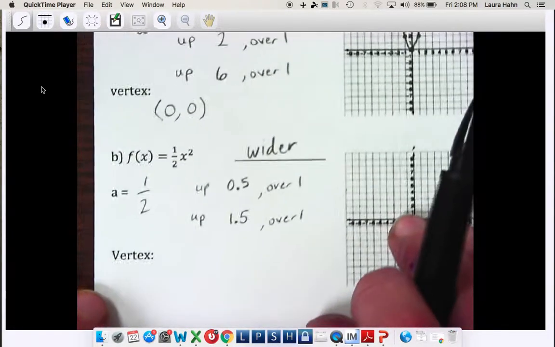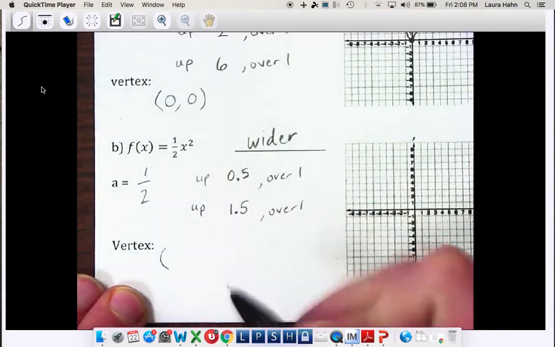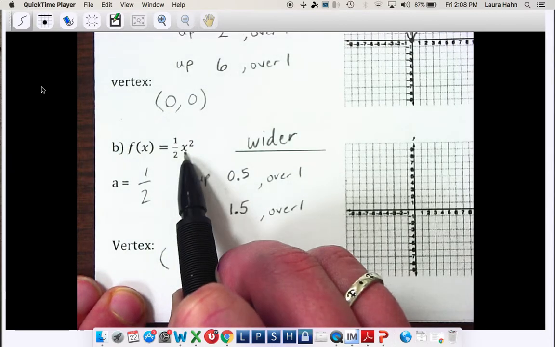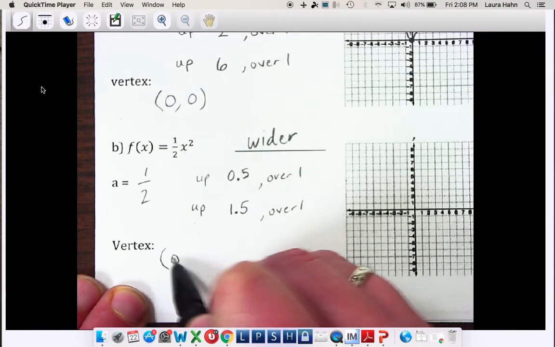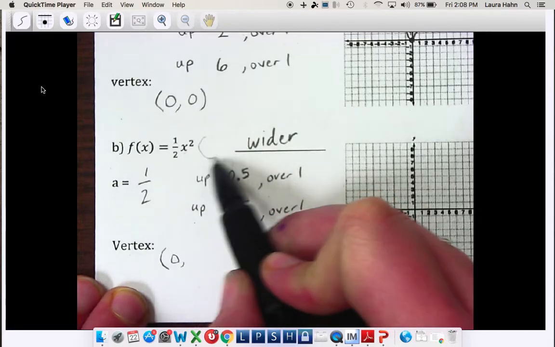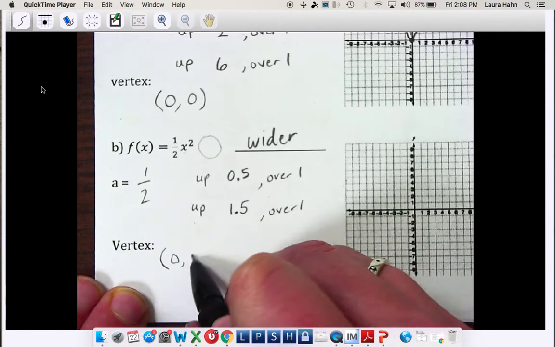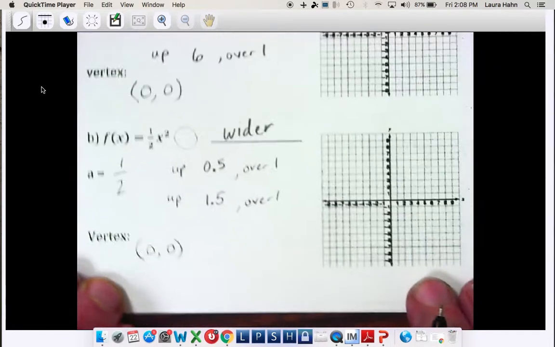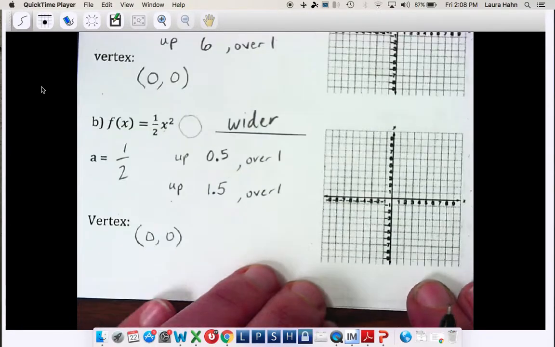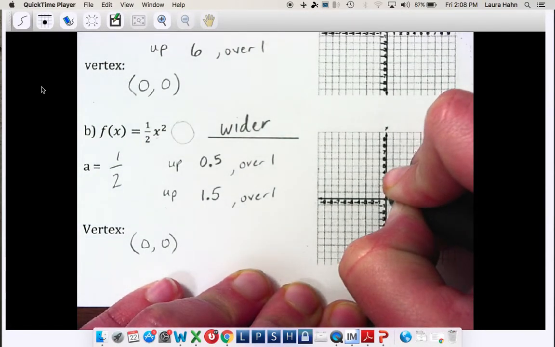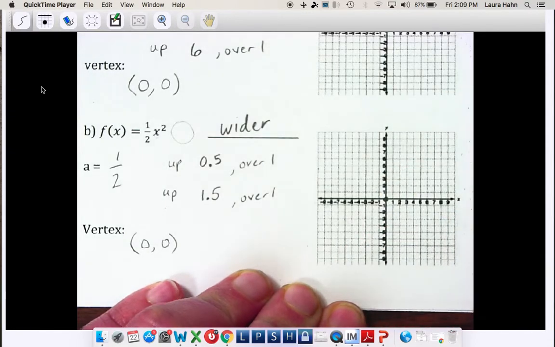All right, my vertex. For my x, I look at the x. Nothing is being added or subtracted, so my x is 0. For my y, I look at the very end. There's nothing happening out there, so my y is also 0. All right, so my vertex is at 0, 0. This one's going to be a little bit more difficult to graph.